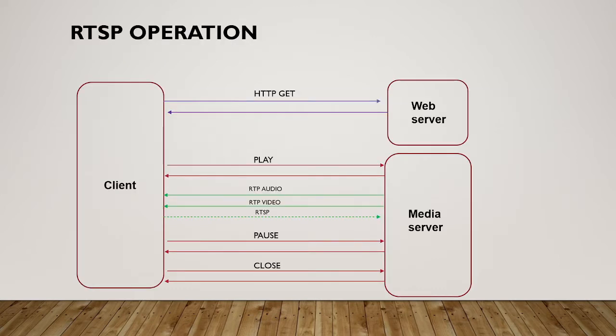Below are the RTSP operations between client and server. Firstly, a connection is established between client and server and setup is established. Then the client requests to play the video, to which the server responds and sends the audio and video content through RTP. Similarly, if the client asks for pause or teardown, the server will respond accordingly.